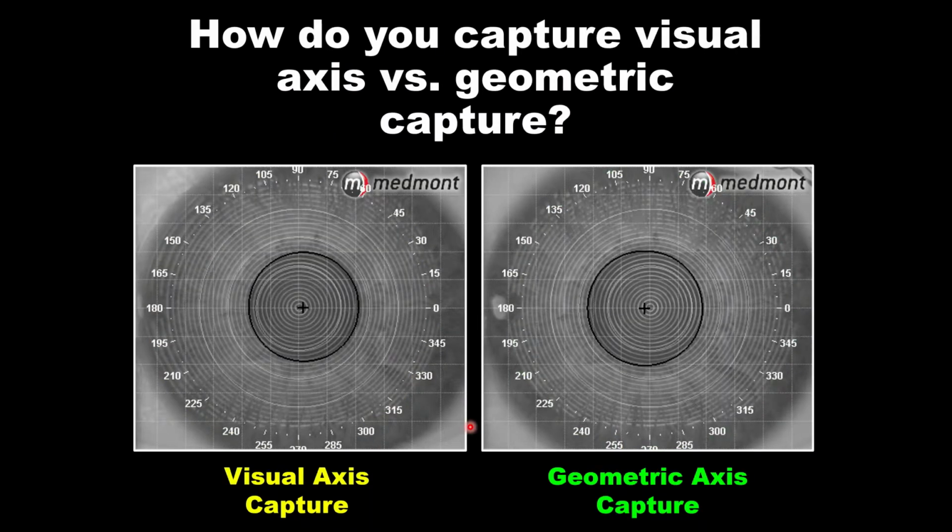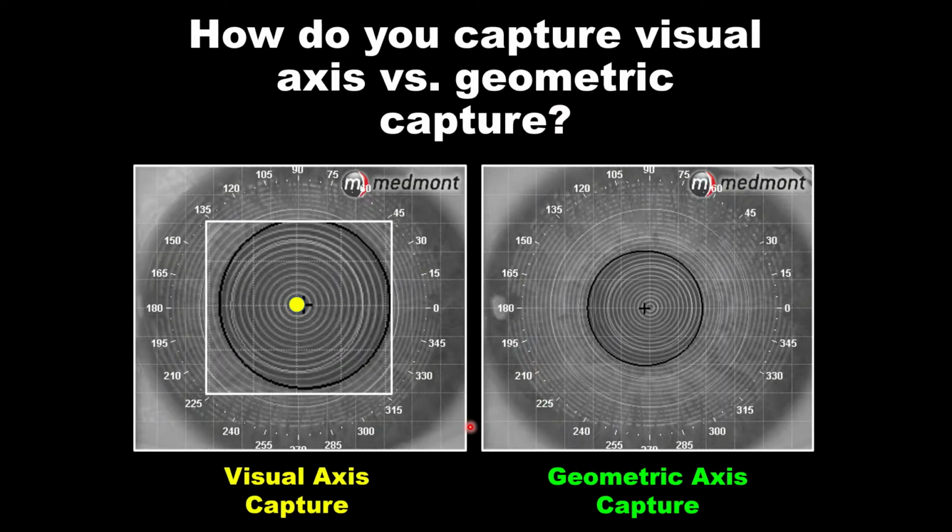Now, how do you take those two different images? And the visual axis capture is super simple. You're just going to have the patient fixate right down the axis of the instrument looking at the center ring. So that one is the same as any other capture you might do.